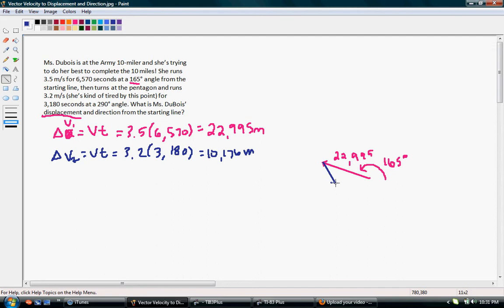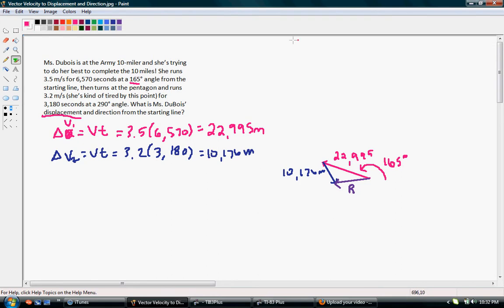Since we have 10,176, it'll be about half of our first vector. So we'll label this 10,176 meters. And what we are looking for is our resulting displacement, this guy right here. We know it should be roughly somewhere in the second to third quadrant range. We'll actually have to break down our first vector and our second vector to figure that out.